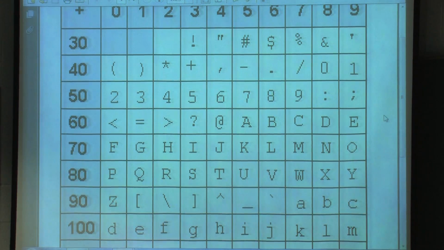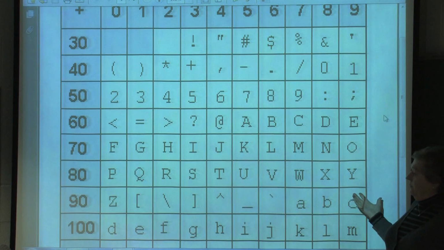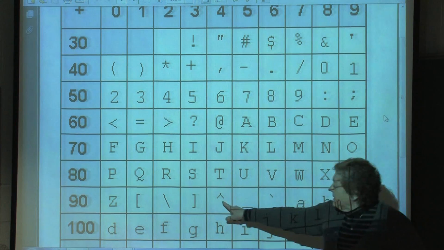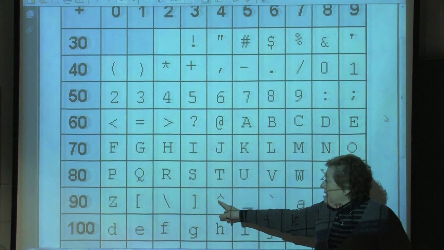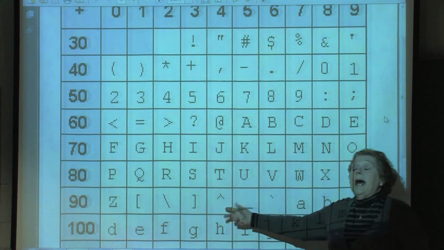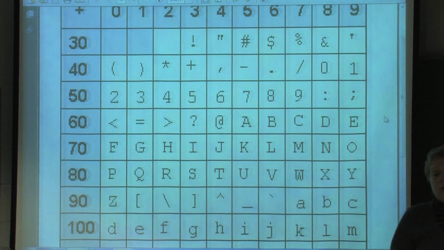Where does the caret fall in the ASCII chart? Just tell me in general. Where's the caret? 94. That's the caret, right? This is a 94. So tell me something about the caret in relationship to the letters. It has a greater ASCII value than the capital letters, but a lower ASCII value than the lowercase letters.